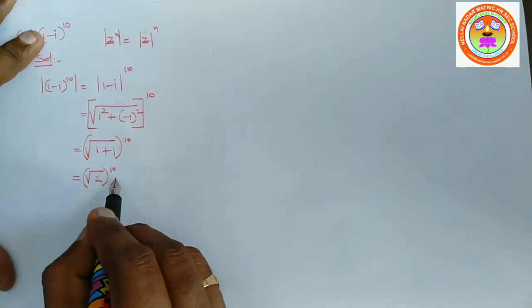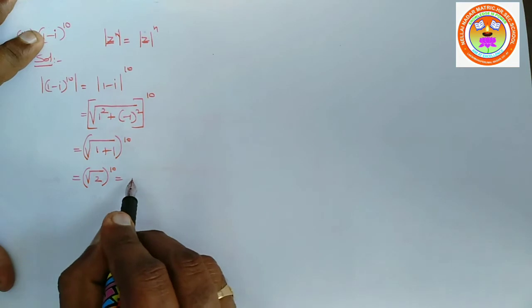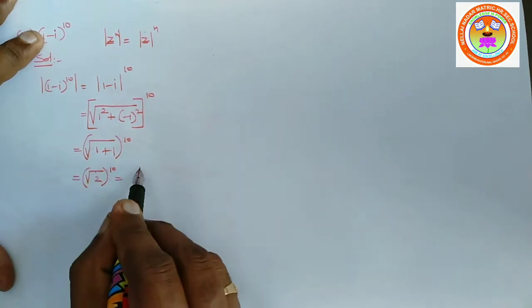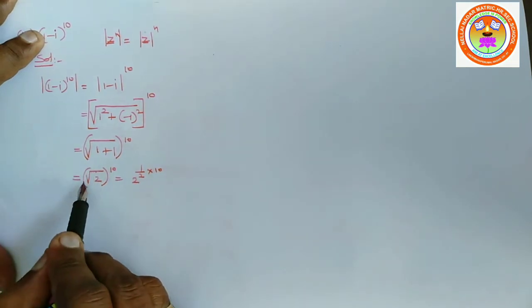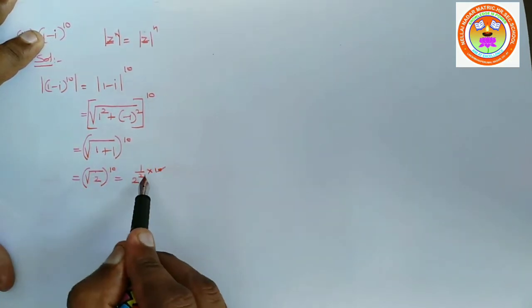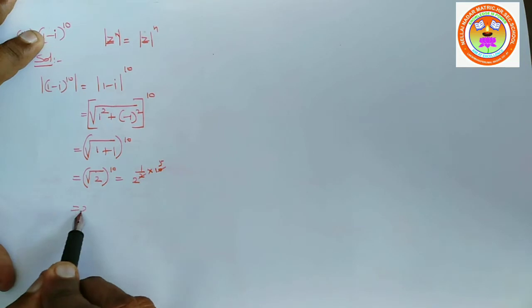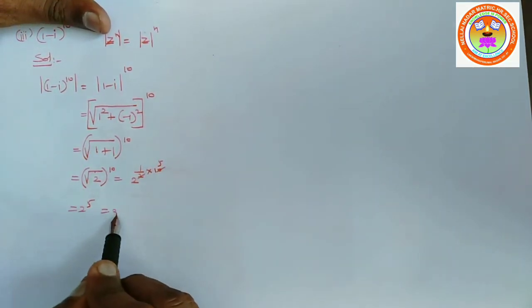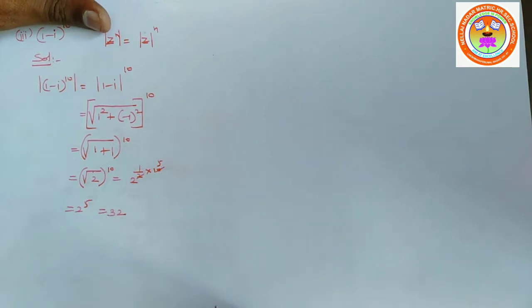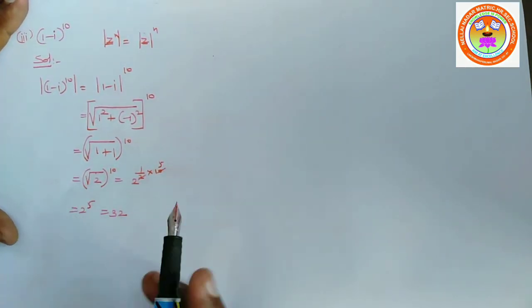How can I write this square root of 2? This 2 I can write as 2 power 1 by 2, whole power 10. The square root I can write as power 1 by 2, and I can cancel: 1 by 2 into 10 is 5, so 2 power 5. 2 power 5 is nothing but 32. You can stop here with the root 2 power 10 answer, or you can write 32, no problem. Both are correct answers.